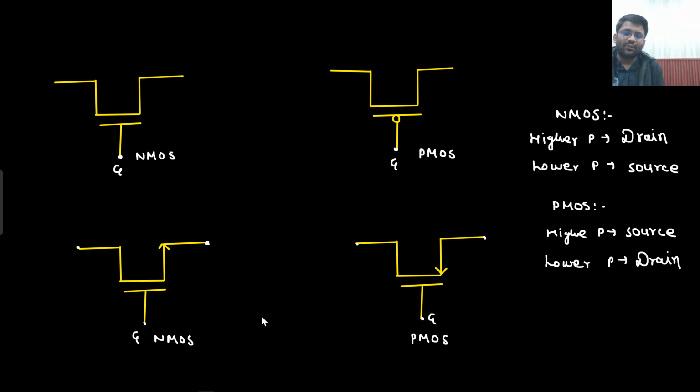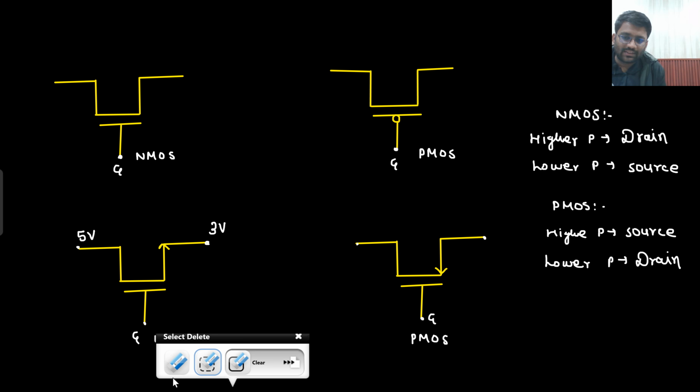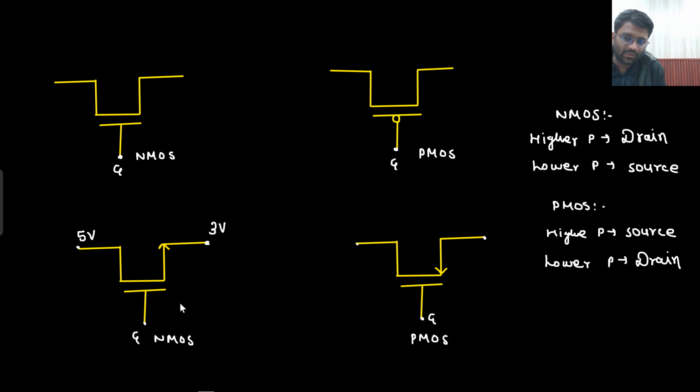Now if someone gives you this particular circuit and asks which one is source and which one is drain, then you need to ask which one is at higher potential and which one is at lower potential. Now if I say this is at 3 volt and this is at 5 volt, then you will say this is NMOS because the arrow is outside. In case of NMOS, the one which is at higher potential would be drain. You need to remember only one thing, the rest you would be able to tell. NMOS, higher potential, drain. Then lower potential will be source.